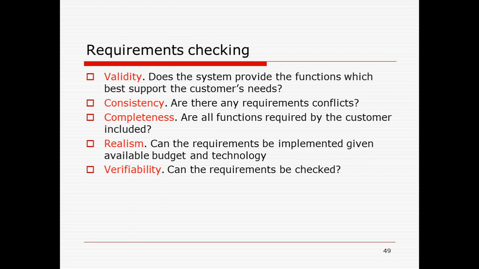So realism, that is, can the requirements be implemented given available budget and technology? That is actually the feasibility study from which the realism check comes, because the feasibility study is also part of the initial requirement analysis. Verifiability. Can the requirements be checked? Whether the requirements are verifiable, that is, whether you can check the requirements. So that comes in the verifiability part.